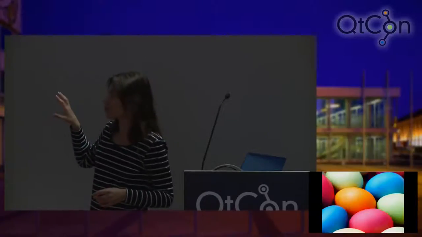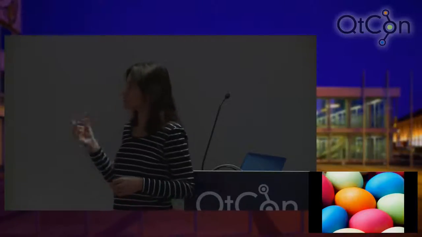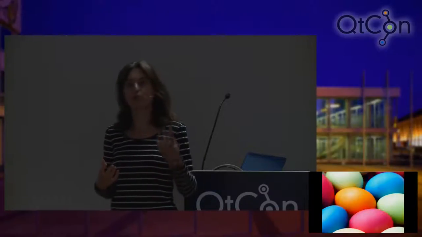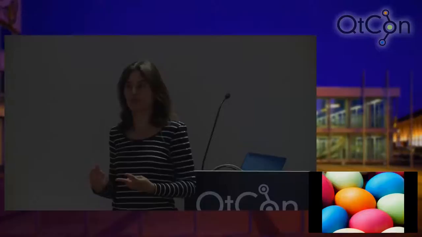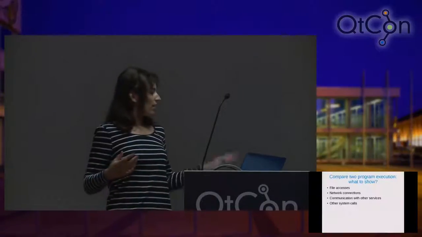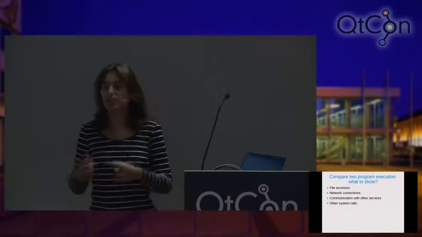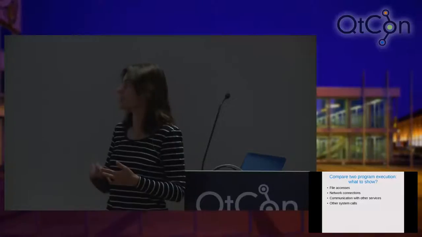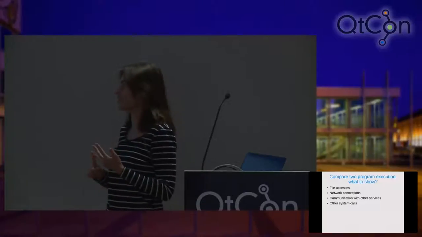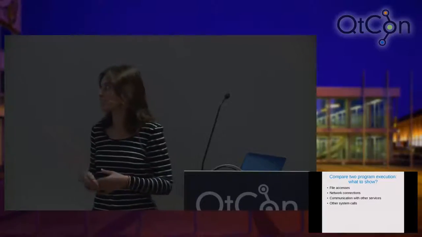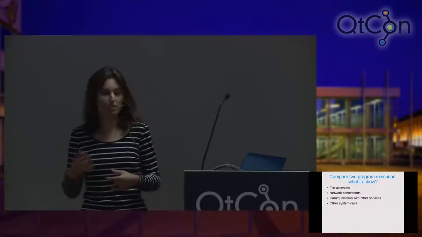What I wrote is an app that allows you to compare two executions of the same program. So what can it compare? It compares the accesses to files, the network, the communication with all other services, and any other system calls. What I'm using is the strace output.